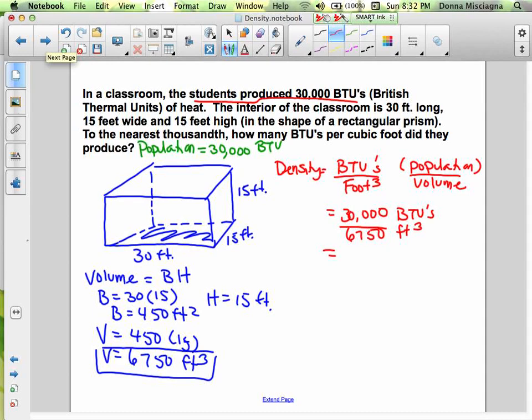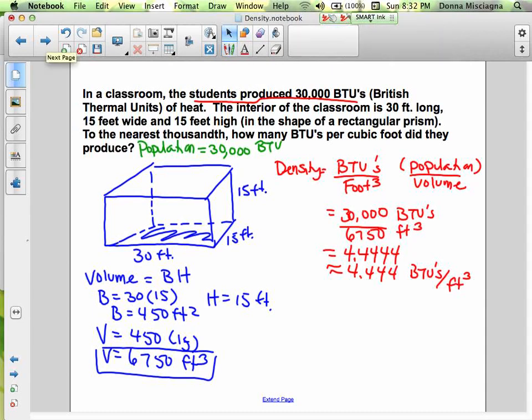All right, so now if we simplify, plugging into a calculator, we get 4.4, and I said to the nearest thousandth, so that's the tenths place, that's the hundredths place, that's the thousandths place, and guess what the ten-thousandths place was? It was another 4. So that reduces down to 4.444, and that is BTUs per foot cubed, or cubic feet. All right, so there we go. That's our last problem, and that ends density.